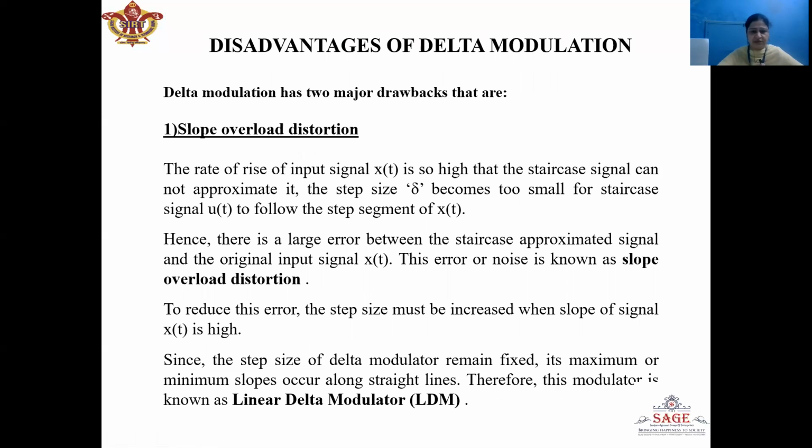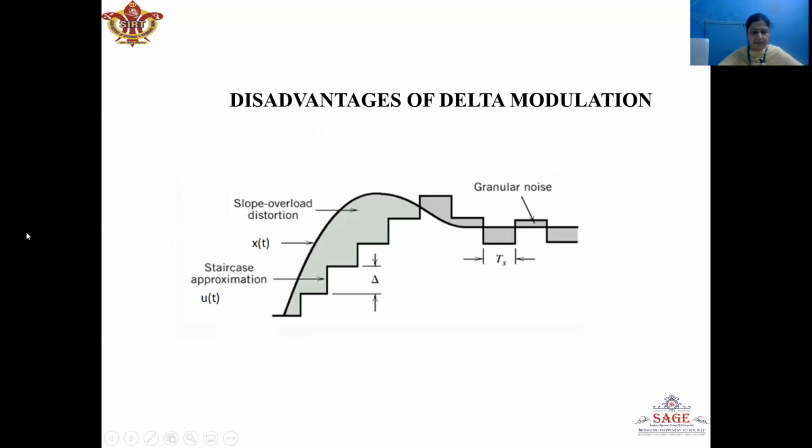Now coming to the disadvantages of delta modulation. Delta modulation has two major drawbacks. The first one is slope overload distortion. Now, in slope overload distortion, the rate of rise of the input signal is so high that the staircase signal cannot approximate it. So here we can see in the diagram that the rate of rise of this message signal x(t) is very high as compared to the staircase approximated signal.